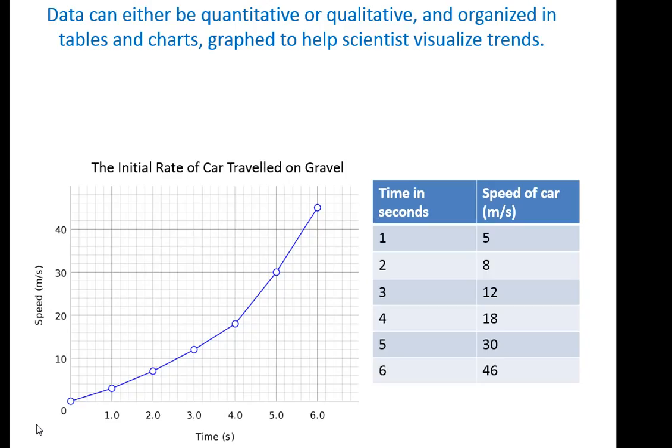Now, collecting and analyzing data. Data can either be quantitative or qualitative, and organized in tables and graphs to help scientists visualize trends. If you notice, here's a graph. One of the important components of a graph is that it is labeled with the units. You have a title, and then here you have a chart. Again, units are very important.